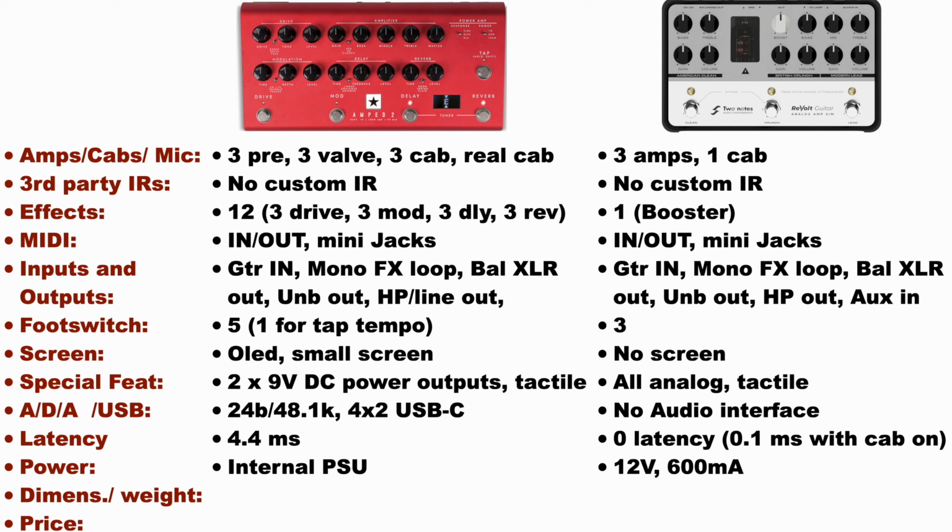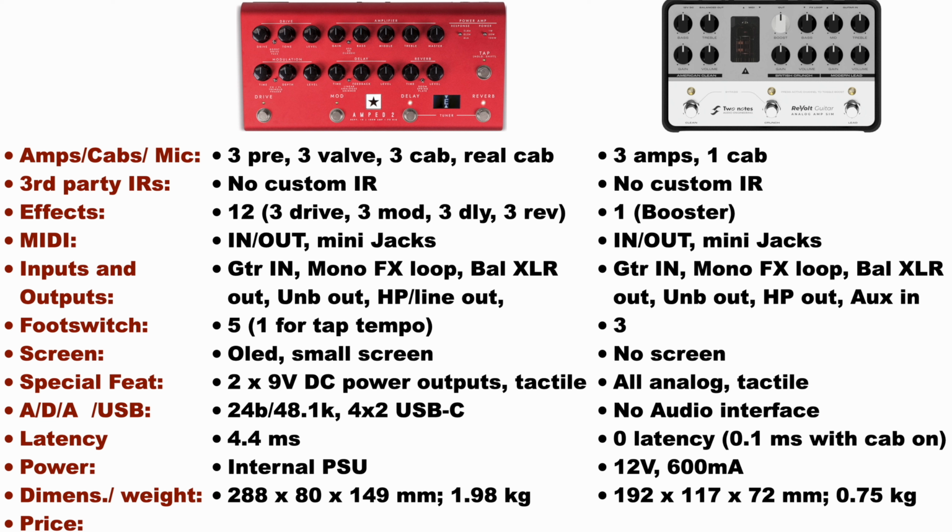Furthermore, the Amped 2 has an internal PSU, whereas with the ReVolt you need to use an external adapter at 12 volts and 600 milliamperes. The ReVolt is smaller and lighter, even considering that it does not have the PSU included and it is not able to drive an external cabinet. And finally, the price: the Amped 2 is 650 bucks and the ReVolt is 400 bucks.